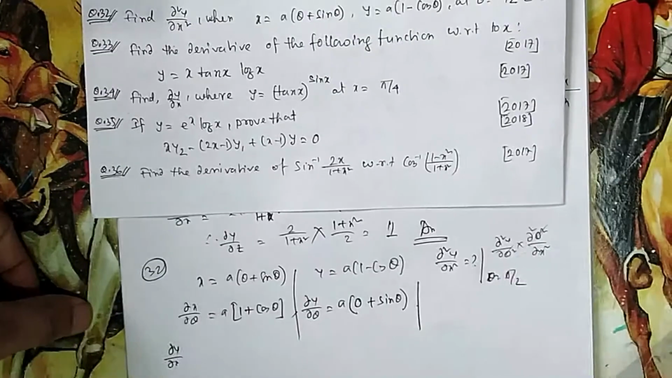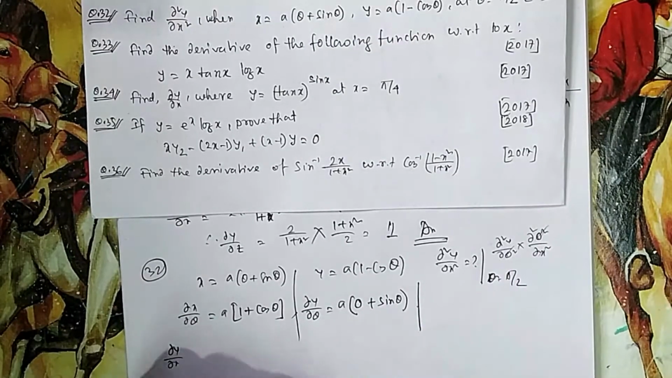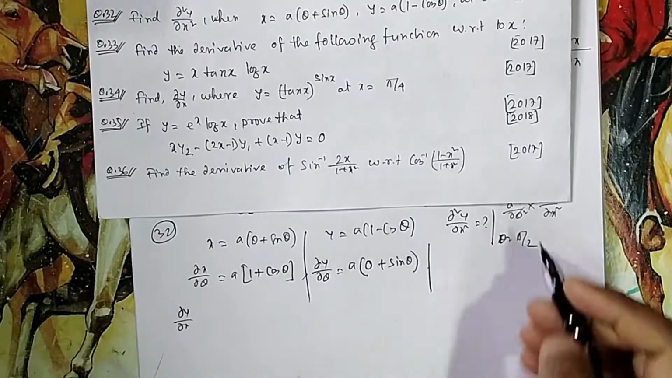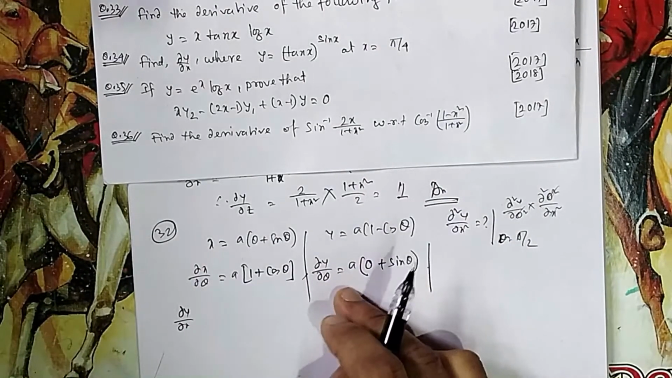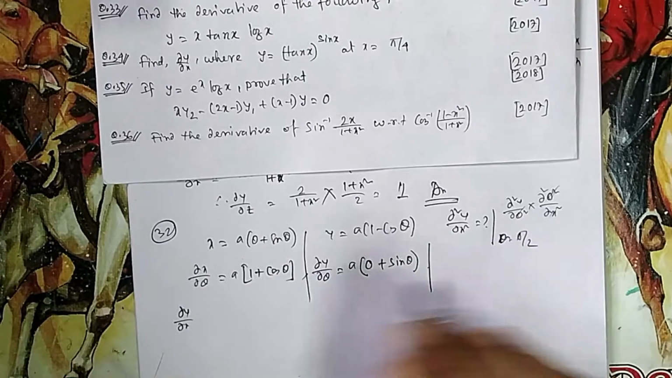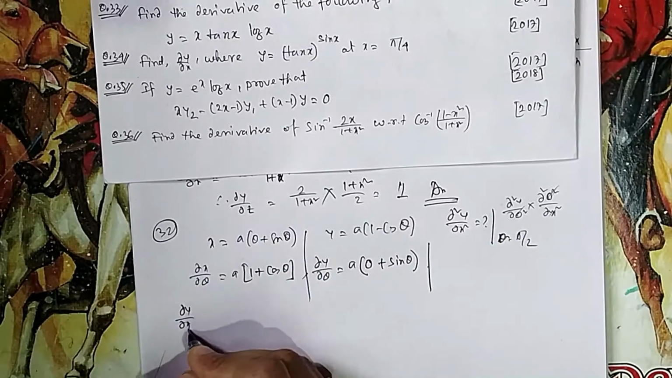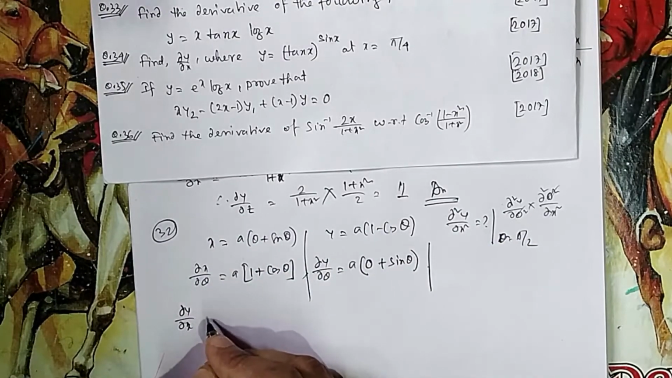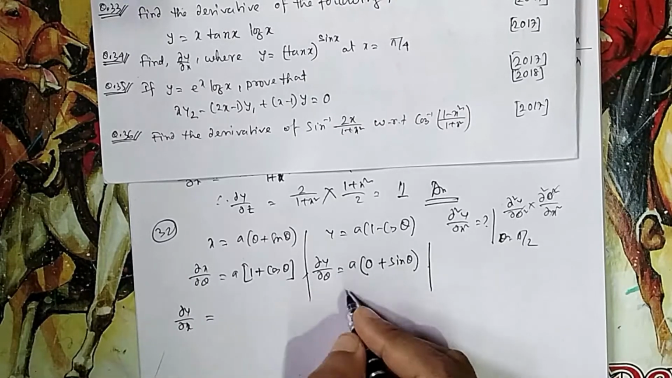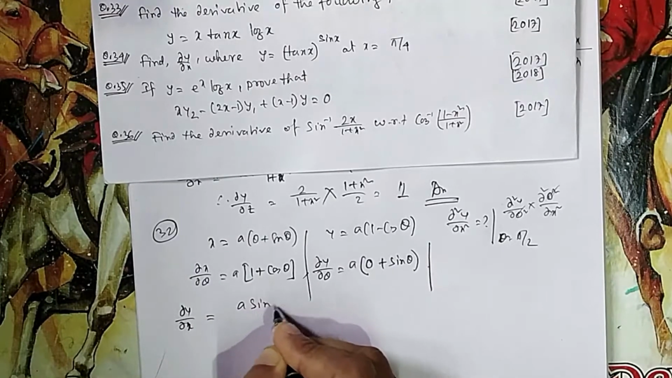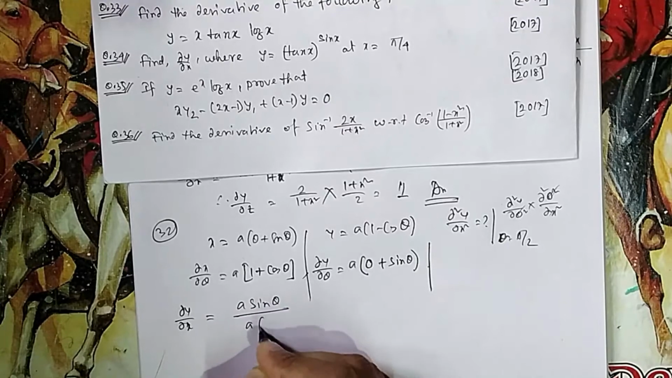Second derivative is not like that. You have to take first derivative, then you have to differentiate again, then it will come. Don't take the second derivative of each directly and then divide. No, it is not like the first derivative. So you have to be careful. So dy dx is dy d theta, that is a sin theta, divided by dx d theta, a(1 plus cos theta). So a gets cancelled.